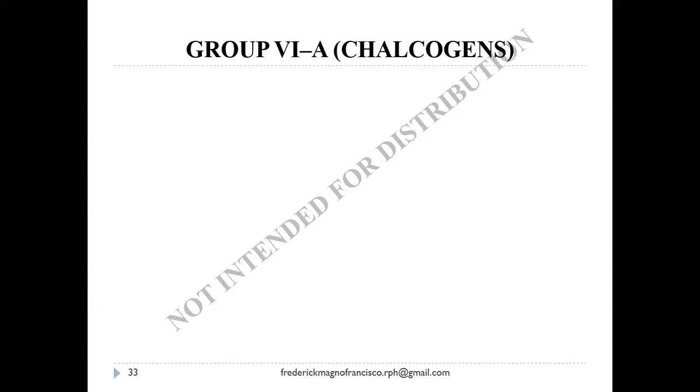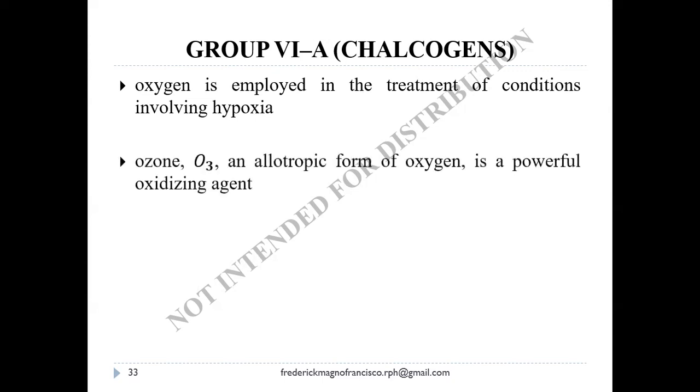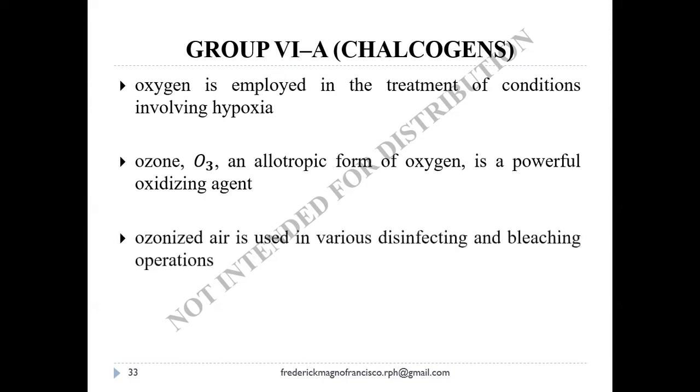Group 6A, Chalcogens. Oxygen is employed as a therapeutic gas in the treatment of conditions involving hypoxia. Ozone, O3, an allotropic form of oxygen, is a powerful oxidizing agent. Ozonized air, or air treated to convert some of its oxygen into ozone, is used in various disinfecting and bleaching operations.